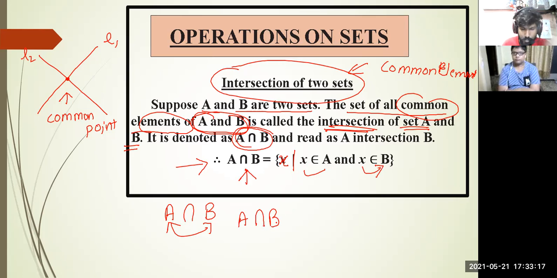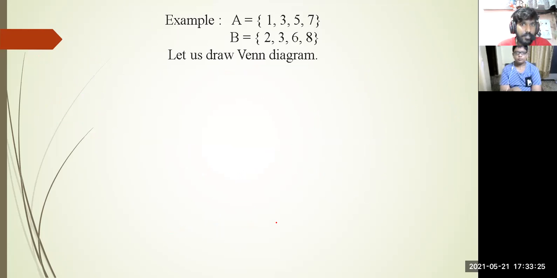Is this clear? Have you got a rough idea of what intersection is? Yes, sir. Okay, so let's see a very simple example. A is the set 1, 3, 5, 7. B is the set 2, 3, 6, 8. Before doing the Venn diagram, looking at it, can you tell me which numbers are common in both? 3. Only 3 is common. So A intersection B will be 3.